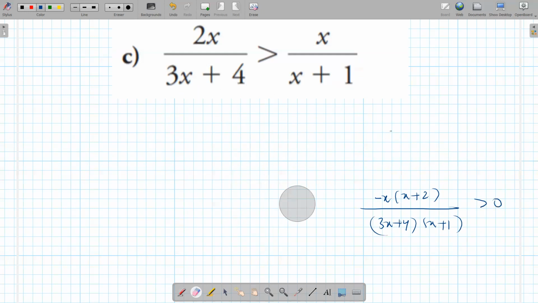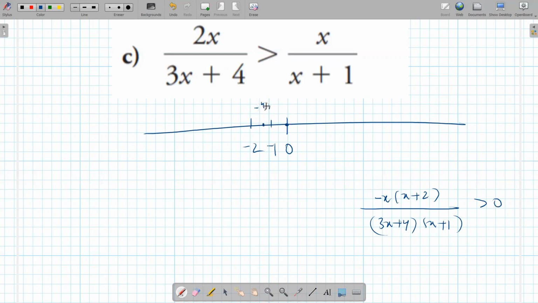They're all nicely factored, so we don't have to worry about using the quadratic formula. So your critical numbers are, I'm just going to plot this on this number line. It's at 0 because of this. It's at -2 because of that. It's at -1 because of this. And then it's also at negative 4 over 3. We can use that to make a chart. -infinity to -2, -2 to -4 over 3, -4 over 3 to -1, -1 to 0, and from 0 to positive infinity.